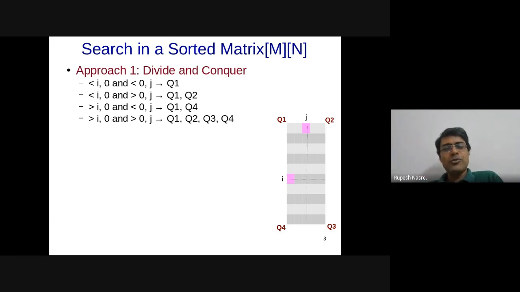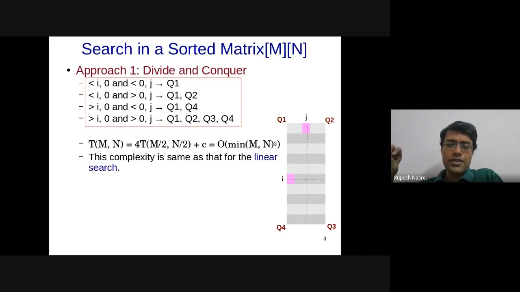So what you will end up doing if you compare these 2 values is that you will not end up eliminating anything. So you would have searched in all, and therefore if you use this particular algorithm, then in the worst case you might end up searching all 4 quadrants. So T of M, N, where M is the number of columns and N is the number of rows, or vice versa, is going to be 4 times T of M by 2, N by 2, that will be the size of each quadrant, plus some constant amount of work that I am doing. And that will lead to a complexity of minimum of M comma N squared, right?